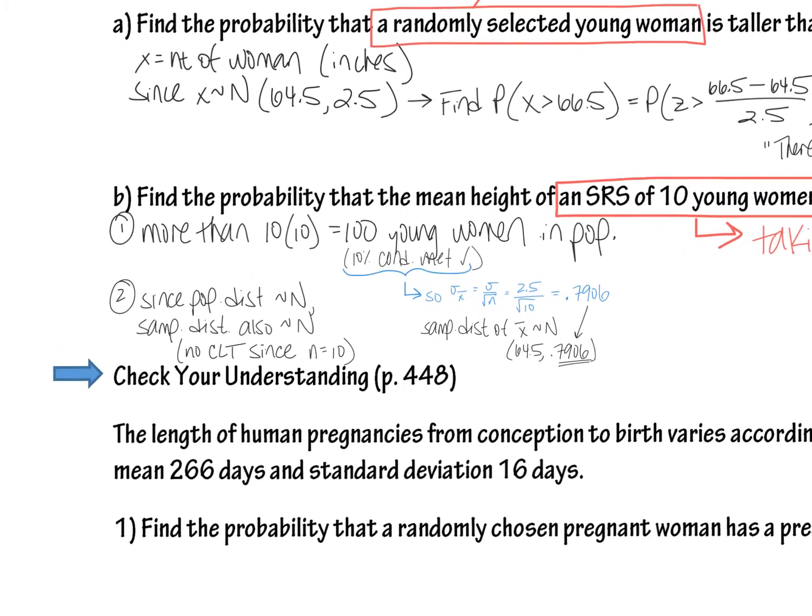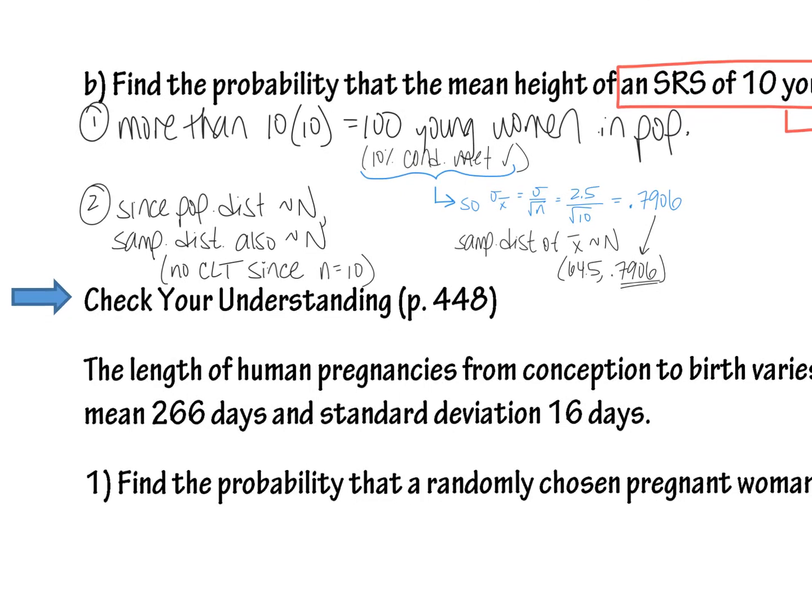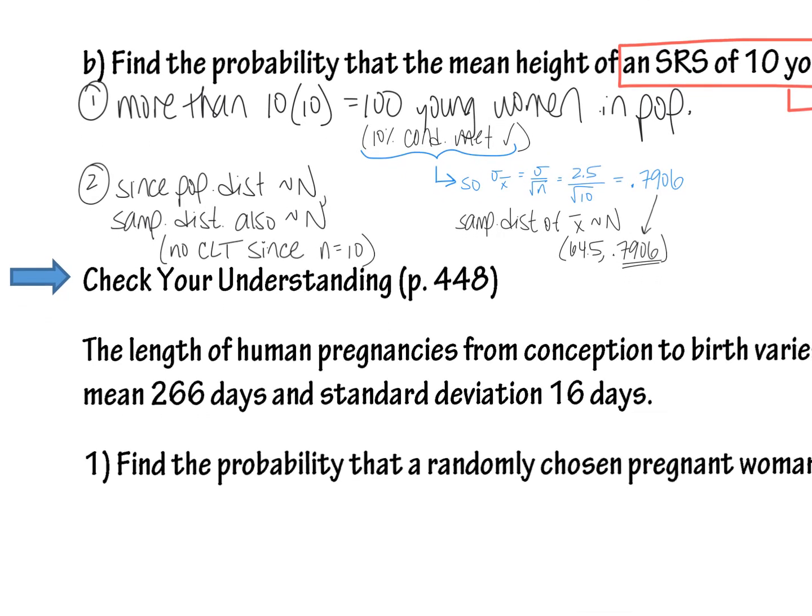So remember, there are two things we need to look for. First of all, the 10% condition: there need to be more than 10 times our sample size, and our sample size here is 10, which is 100 young women in the population. There are way more than 100 young women in the population. So that means that the 10% condition is met. And remember, once that 10% condition is met, that gives you permission to change your standard deviation.